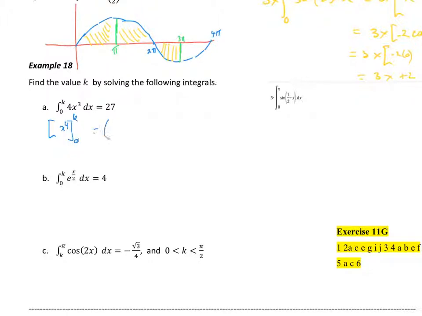That's equal to, substitute k in, that's equal to, let's get rid of that, equal to k to the 4 minus, substitute 0, 0, and that has to equal 27. So clearly in this one, k to the 4 is equal to 27. Therefore, k is equal to, what's that? The 4th root of 27, which is the 4th root of 3 cubed, which is 3 to the power of 3/4.